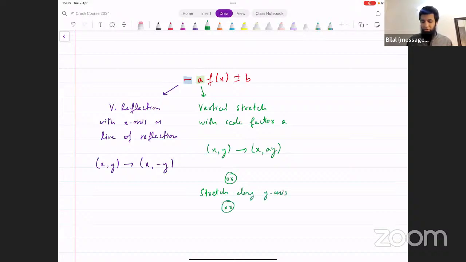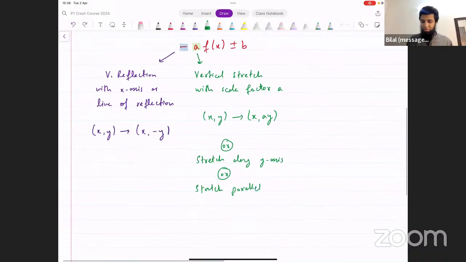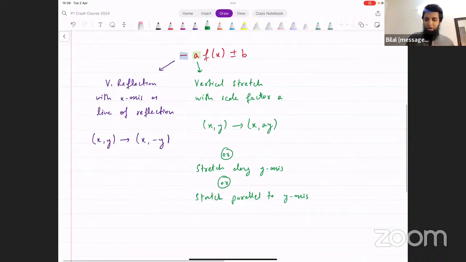And you could also use stretch parallel to the y-axis. That's also acceptable. In both cases, of course, you have to write down the scale factor with that. That is important. Okay. Then finally, you got translation.